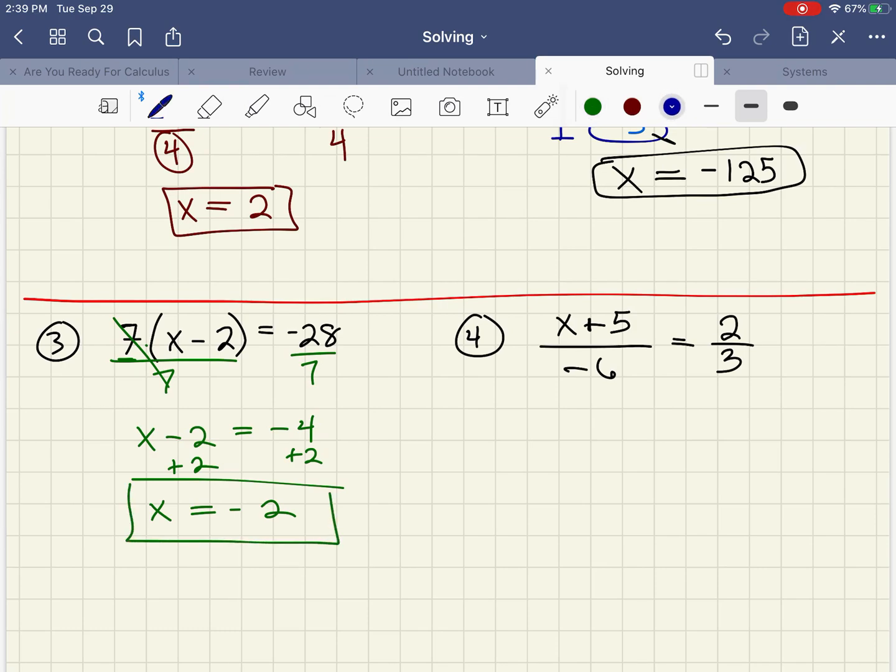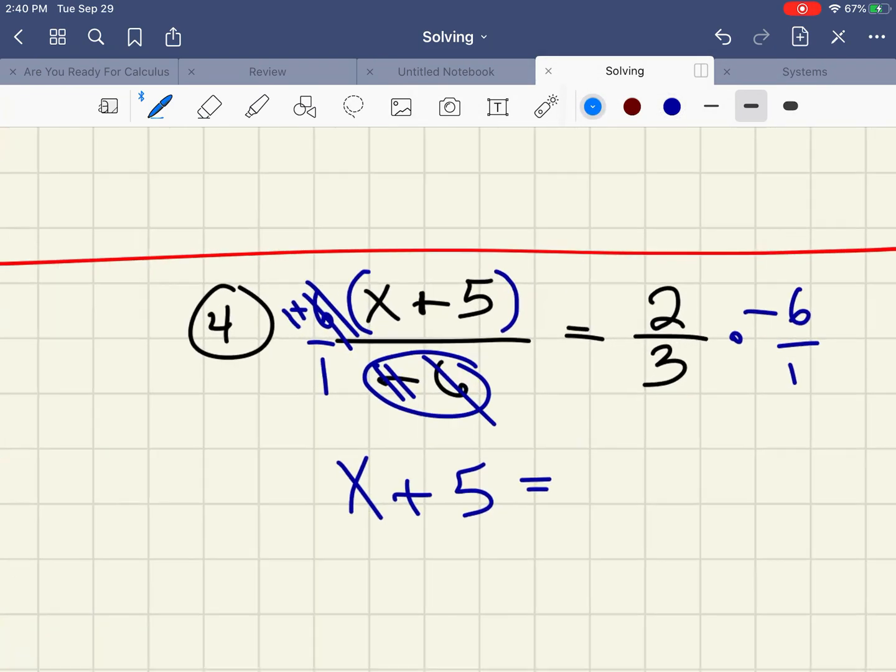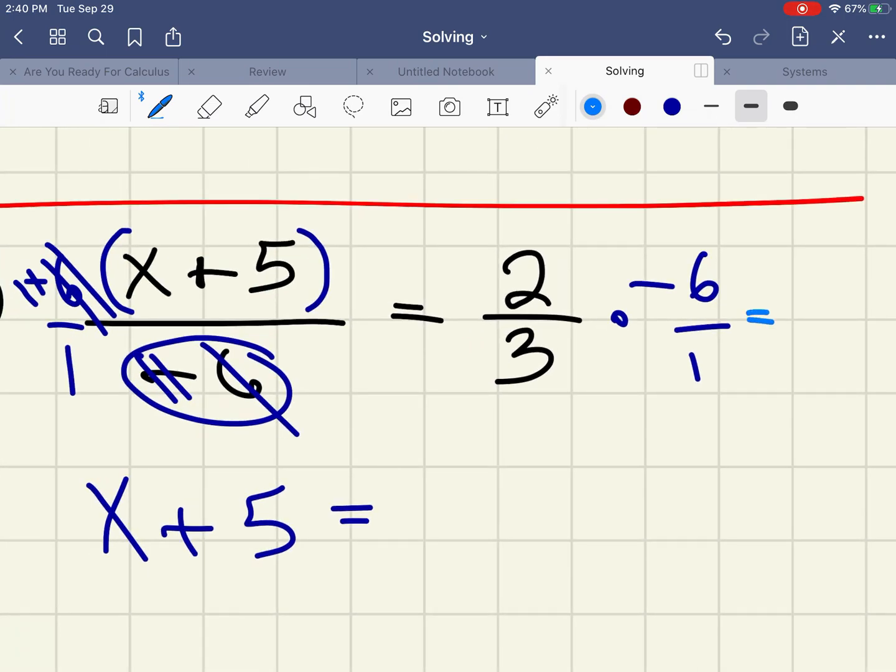In number 4, pretty similar, you basically treat the top as a parenthesis. You multiply by this -6 over 1, and then times -6 over 1. The negatives cancel, the 6s cancel, and I have x plus 5 equals. Some people might have some difficulty with this, so I'm going to zoom in on that and take my time. I know that I could do top times top, which is negative 12, bottom times bottom, which is 3, and I will get negative 4.